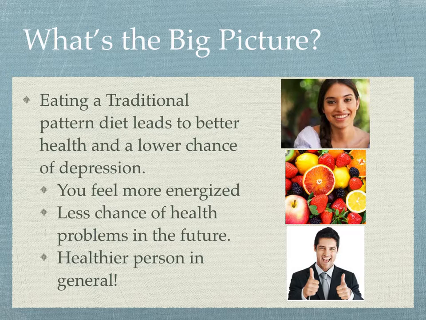And the other big picture. Eating a traditional pattern diet leads to better health, a lower chance of depression. So you feel more energized, there's less chance of health problems in the future, and a healthier person in general, like that guy with the thumbs up. And you should be eating more fruits and less McDonald's and less fast food, and you'll look like that girl. She looks really healthy, and there's a bunch of green in the background, probably because she eats a lot of greens. I'm just throwing stuff out there.